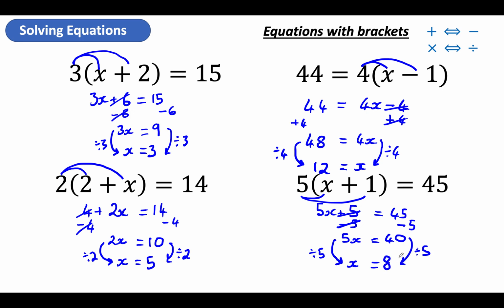So my mystery number was 8. That makes sense. Let's go back to the equation. x plus 1. 8 plus 1 is 9. Just do the brackets first. And then 5 times that 9 equals 45.